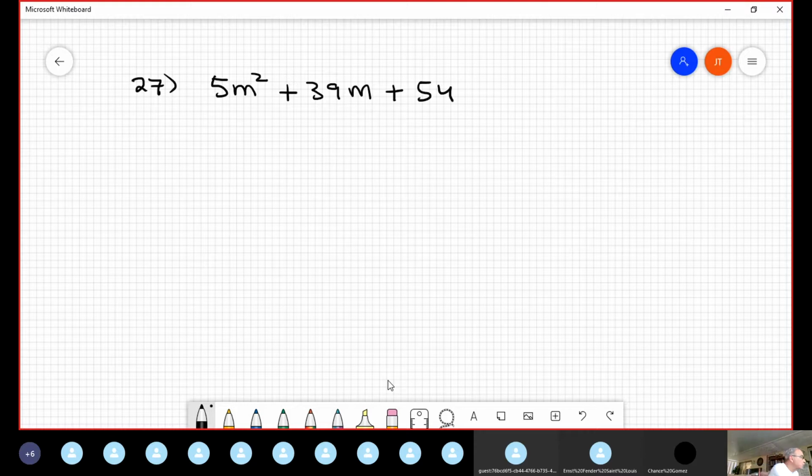What's the first thing you should do? The first thing you should do is multiplication. No? The multiplication, the coefficient C. The multiplication 5 times 54 is, let me use my calculator.